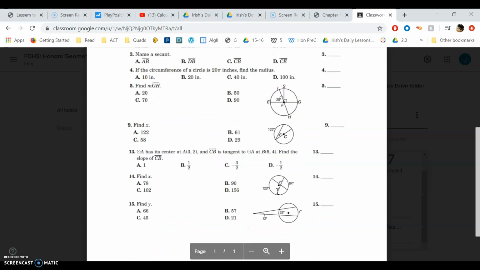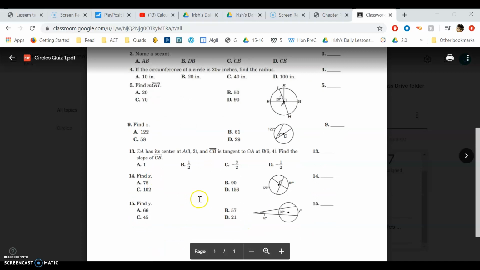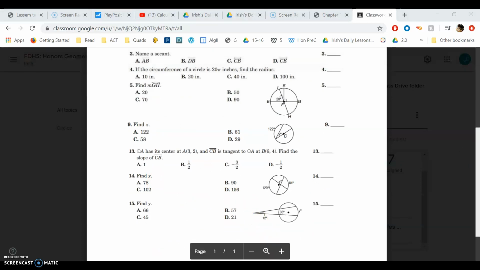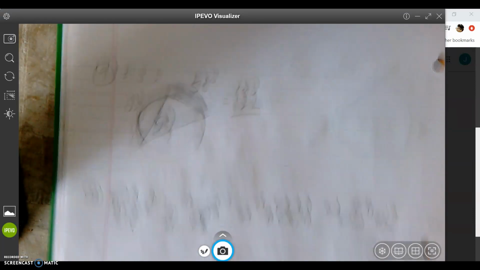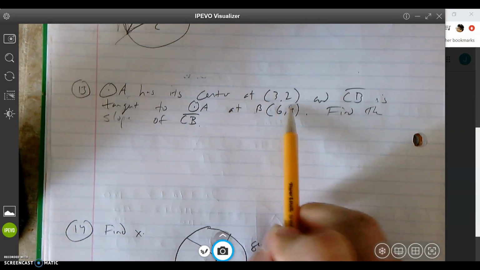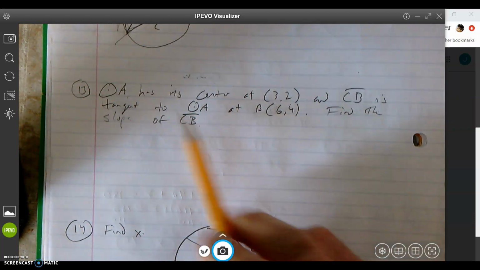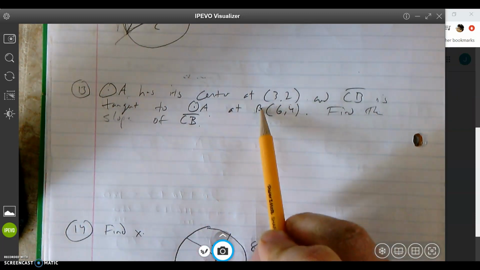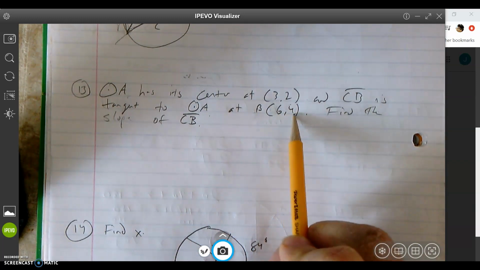Cool. All right, let's go to number 13, 14, 15. A lot of people said this was the hardest part, so let's go over it. No problem. Okay, 13. Circle A has a center at (3, 2), and CB is tangent to circle A at B, which is (6, 4).